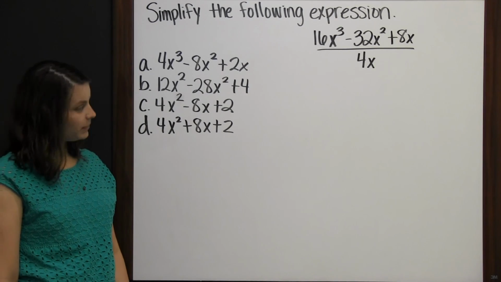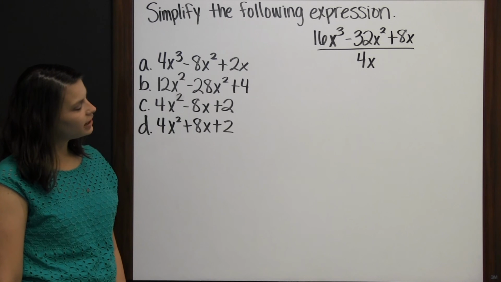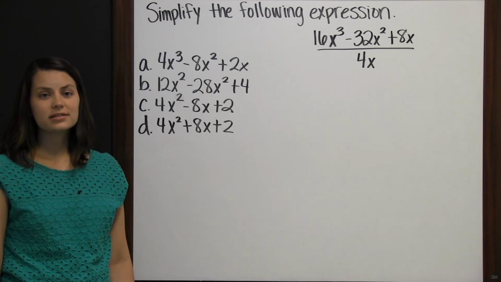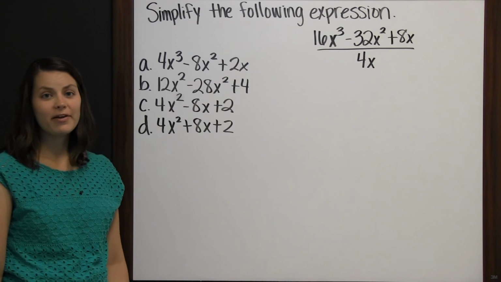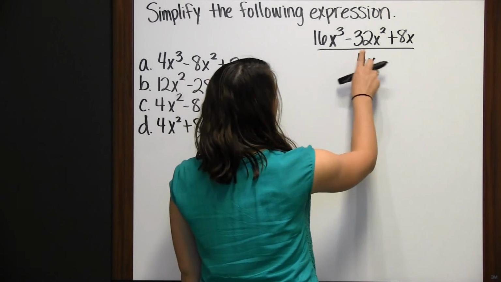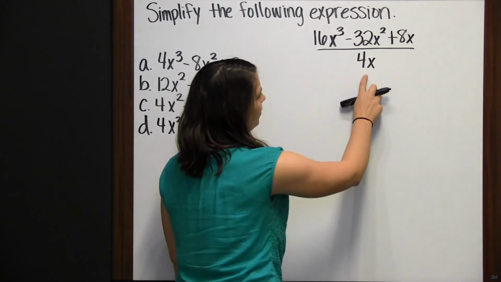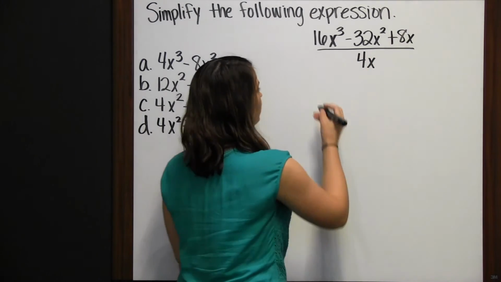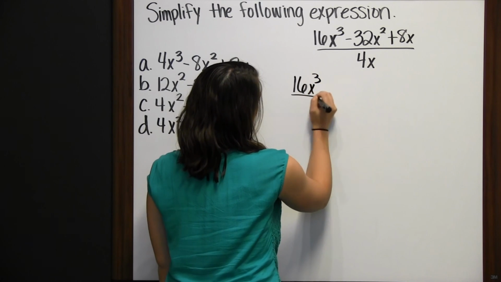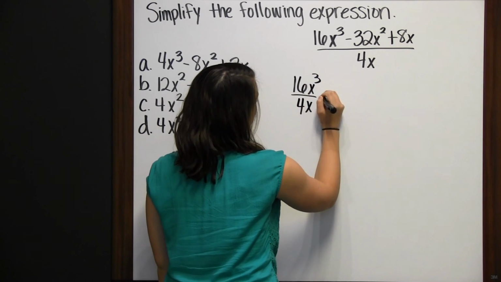Simplify the following expression. 16x cubed minus 32x squared plus 8x, all divided by 4x. We need to divide each one of these terms by 4x. So the first thing I'm going to do is rewrite this as 3 separate fractions.